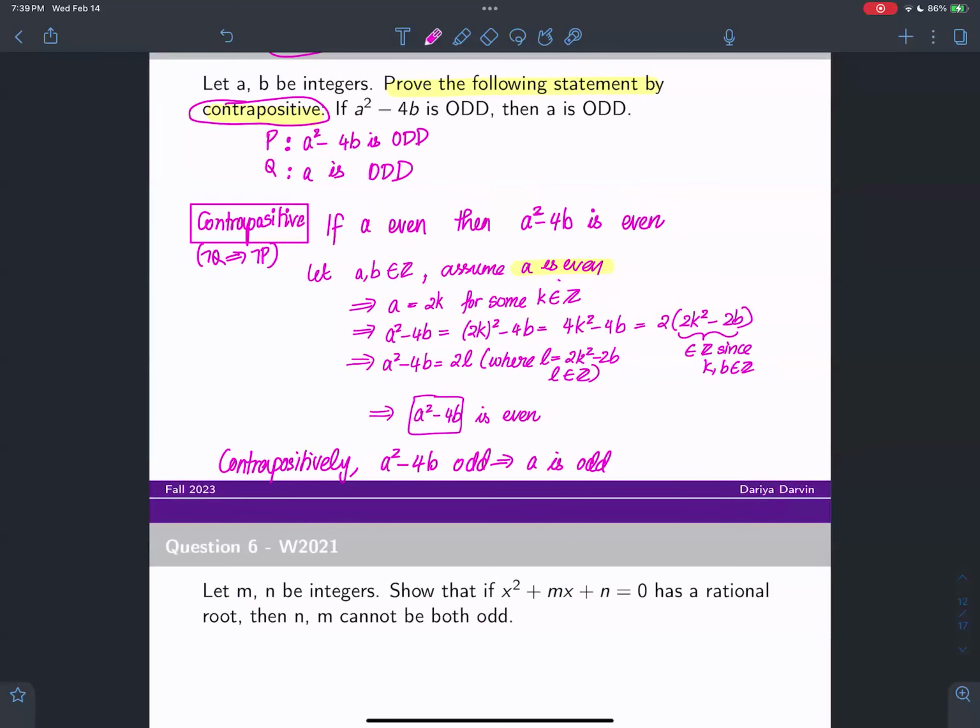The key was recognizing, first of all, making sure you do the contrapositive correctly. A lot of people did contradiction. A lot of people did not P implies not Q, but again, don't do that. I think those are the most common issues. The math itself is pretty simple in this question.